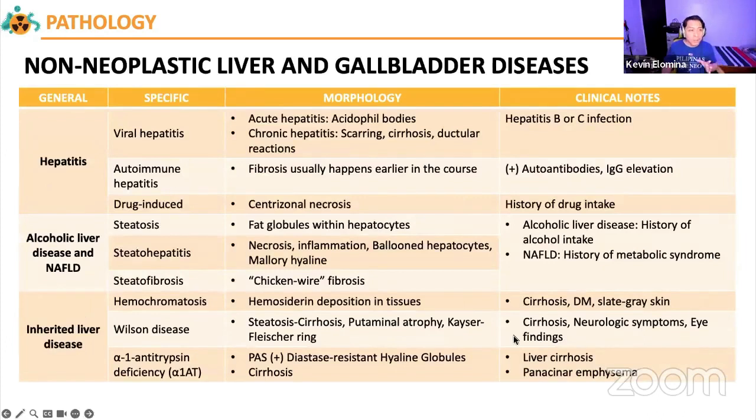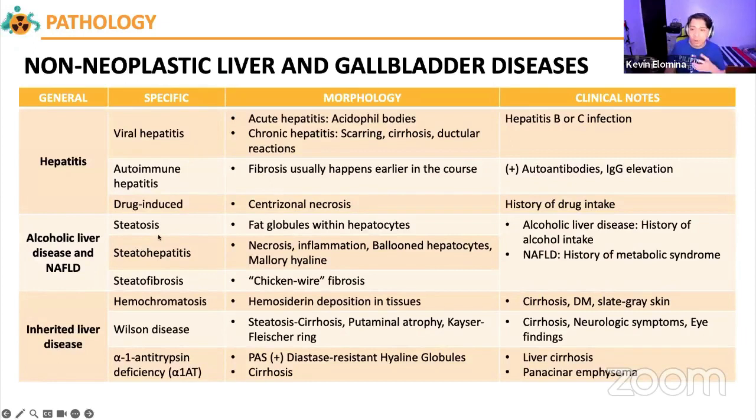Okay. Now, for your hepatitis, there are a lot, no? Your hepatitis, kahit viral yan, autoimmune or drug-induced, halos pare-pareho ang morphology niyan. Different lang ang causes, but history, no? Yung magdidikta ng differences nila. So, of course, you have to have hepatitis B or C infection in your viral. You have to have history of autoimmune diseases in your autoimmune. And you have to have a history of compatible drug intake in your drug-induced hepatitis. Pero halos pare-pareho lang sila ng clinical presentation.